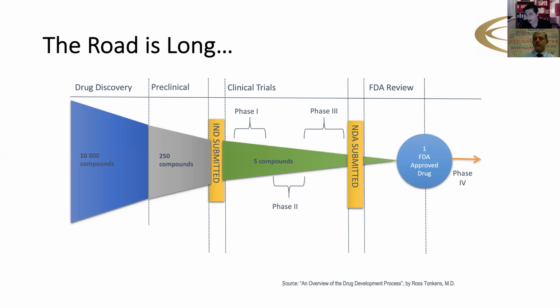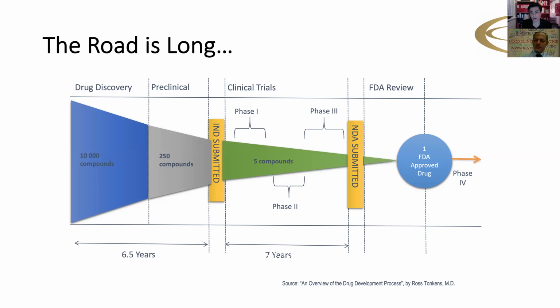Now, how long does it take, for example, to get one drug to the market if I find it in the labs today? How long does it take? It's a long process. Approximately, you're looking at 12 years, 12 to 15 years. It's a long, long time.